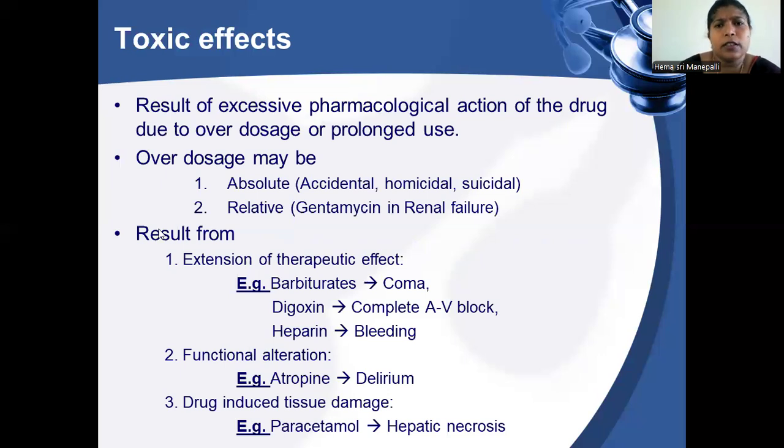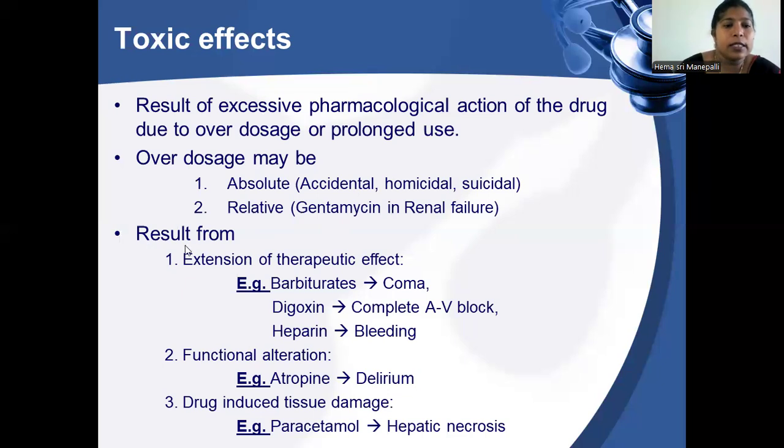Toxic effects. Toxic effects are results of excessive pharmacological action of the drug due to overdoses or prolonged use. Overdoses may be of two types, absolute and relative. Absolute, such as accidental or homicidal or suicidal, so intentionally they take an overdose. And relative, for example, is gentamicin in renal failure. In such renal conditions, when we use gentamicin, a toxic effect may occur.